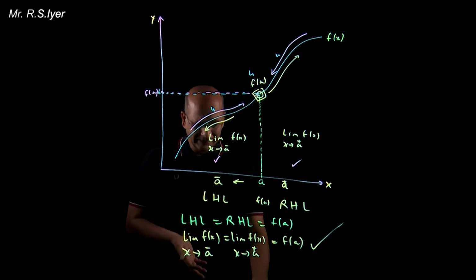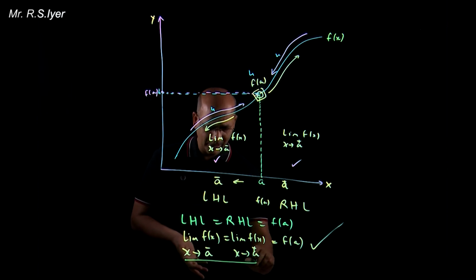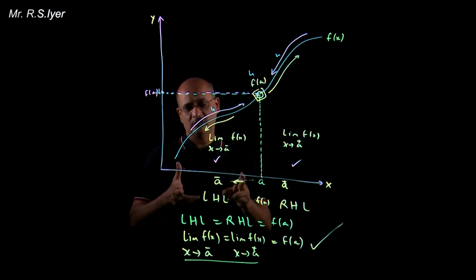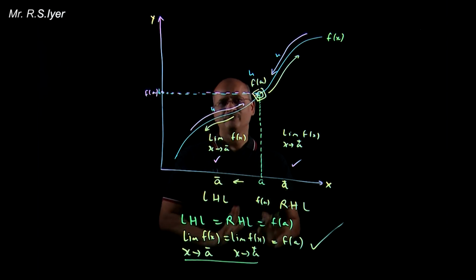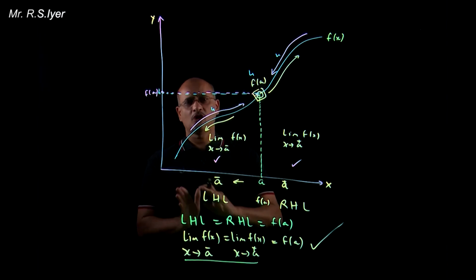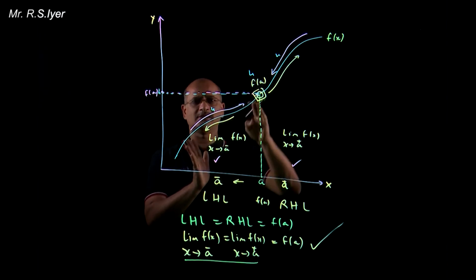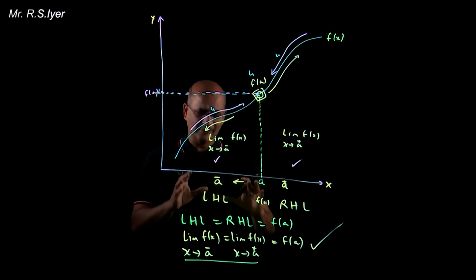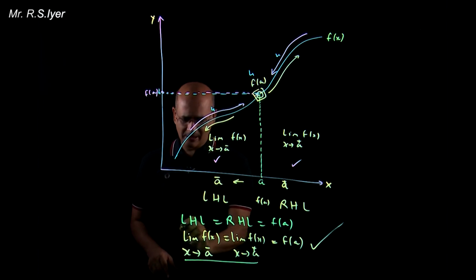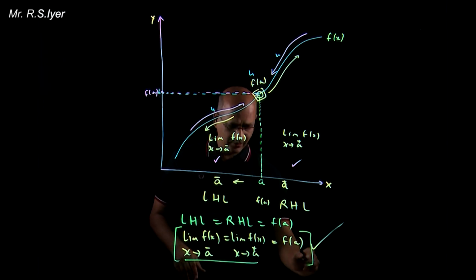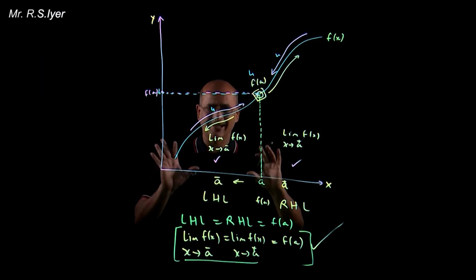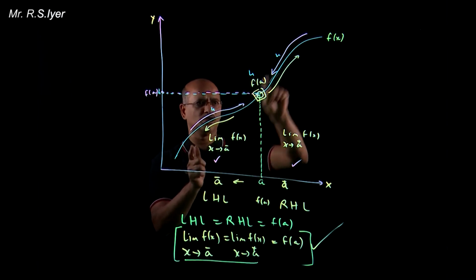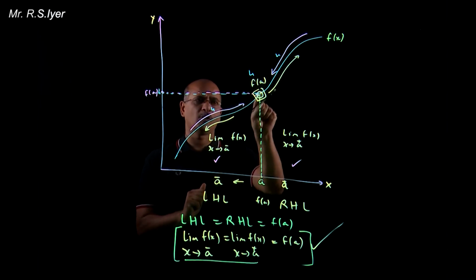Sometimes what happens? The left hand limit is equal to right hand limit, so I say the limit exists, but I can't say continuous. If that is equal to f of a, then I say that the limit is not only existing, but the function is also continuous at x equals a. This is very important. This is the exact mechanism by which we use an algebraic method to prove whether the function is continuous or not at this particular point A on the curve.